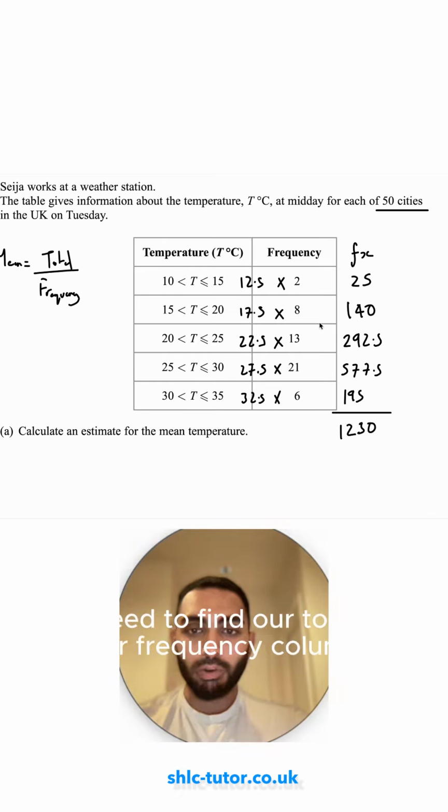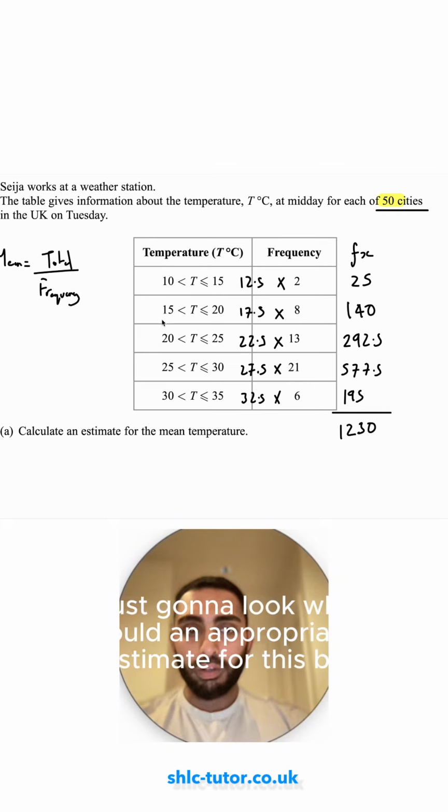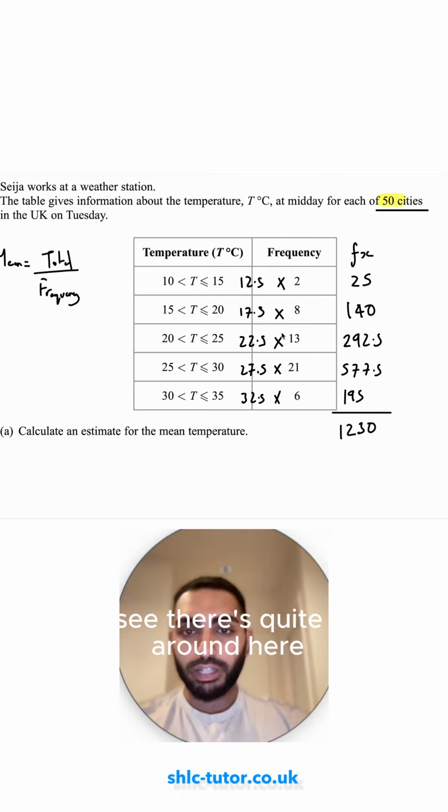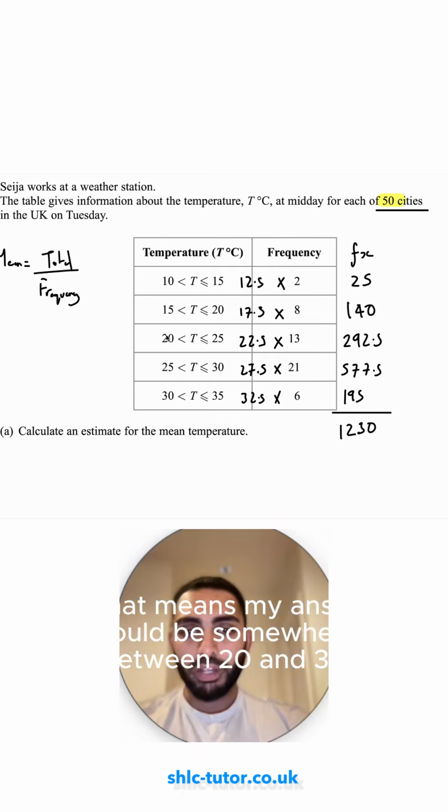We need to find our total of our frequency column, but it actually tells us in the question, the total of the frequency will be 50. So you don't have to work that out. Before I work it out, I'm just going to look, where would an appropriate estimate for this be? I can see there's quite a few around here, these 13 and this 21. So that means my answer should be somewhere between 20 and 30.